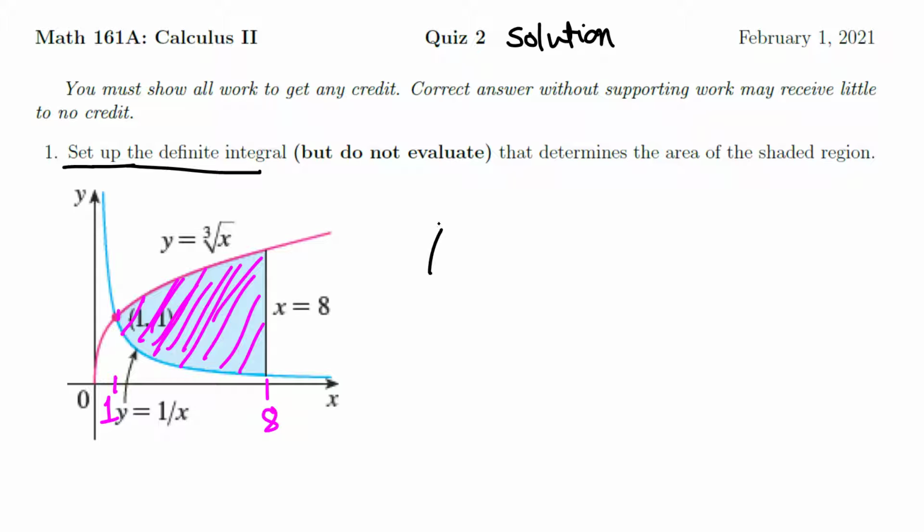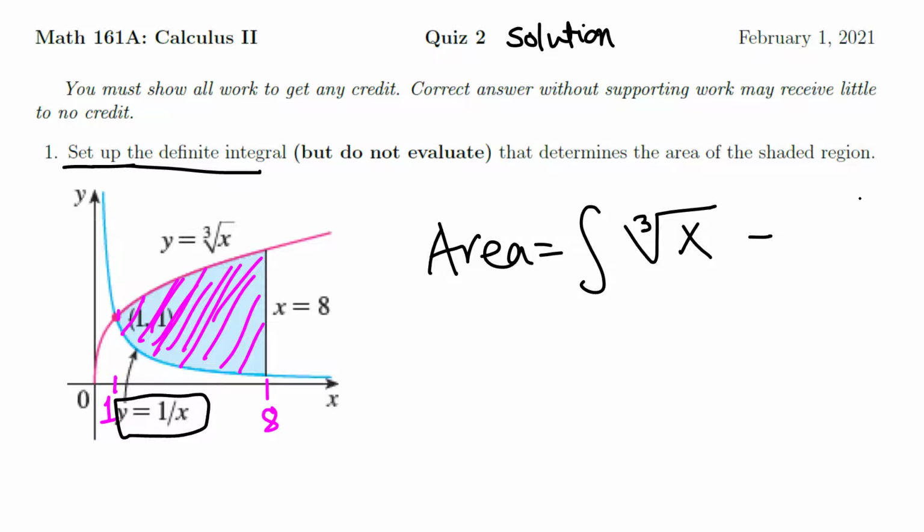So the area is the upper curve, that's cube root of x, which is the same as x raised to 1/3, minus the lower curve, which is given as 1 over x, dx from 1 through 8. Done. We are not asked to evaluate. Okay, let's move to the second.